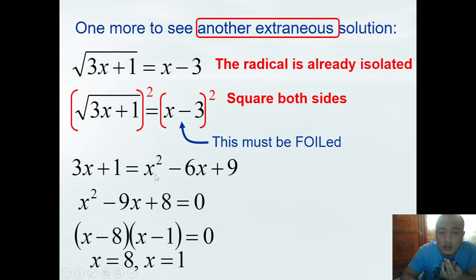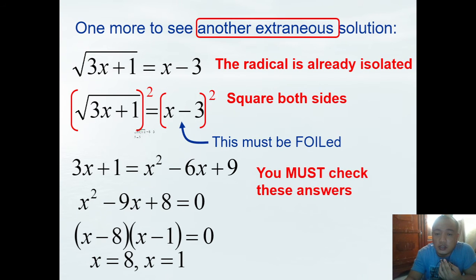x squared minus 6x minus 3x, so negative 9x. 9 minus 1 is 8, equals 0. Then you factor: negative 8, negative 1. So there are two answers for x, 8 and 1. Let us check these answers.